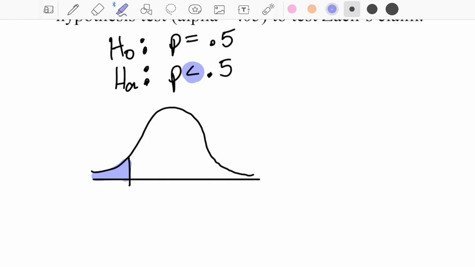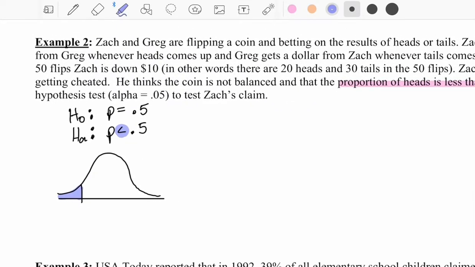All right. Now, they said to do this with an alpha of 0.05. The alpha of 0.05 is the area contained within that bounded region. So what I would need to do is find a critical z-value corresponding to an area of 0.05 to the left-hand side. All right, so that brings the calculator into the party.